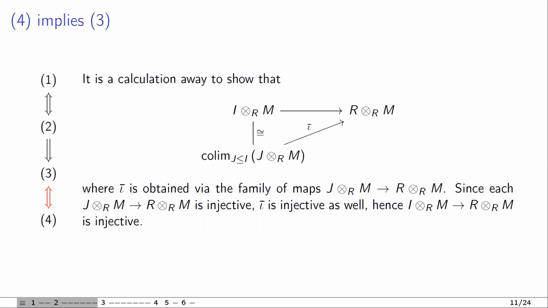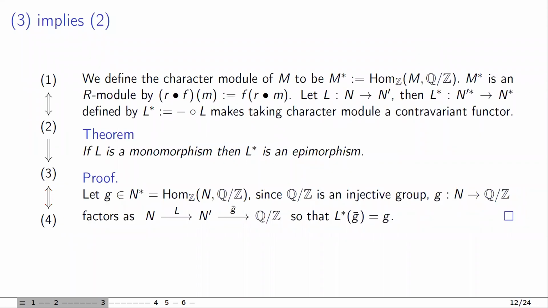But to prove that iota bar is an injection is easy, because each component map J tensoring with M to R tensoring with M is injective by the assumption of the fourth condition. So this is how you show that the fourth condition and the third condition are actually equivalent. And now we need to show that the third condition implies the second condition.